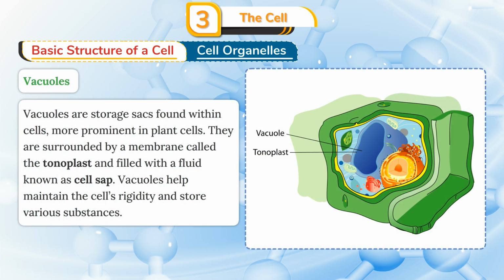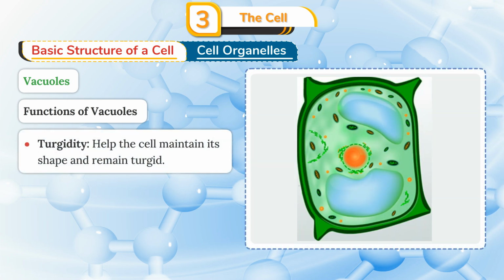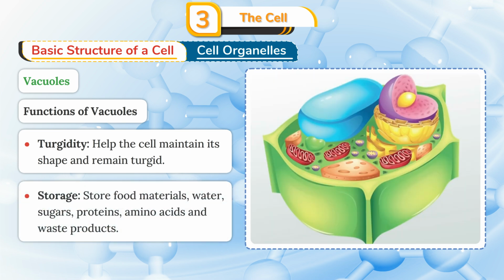Vacuoles. Vacuoles are storage sacs found within cells, more prominent in plant cells. They are surrounded by a membrane called the tonoplast and filled with a fluid known as cell sap. Vacuoles help maintain the cell's rigidity and store various substances. Functions of vacuoles. Turgidity: help the cell maintain its shape and remain turgid. Storage: store food materials, water, sugars, proteins, amino acids, and waste products.